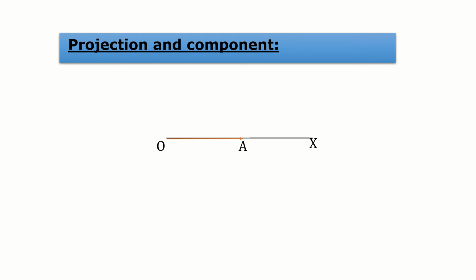Let OX be a line and OA be a vector, denoted small a vector, and another vector OB, denoted small b vector, and BA perpendicular on OX. Now follow projection. We had already explained in the previous class, from SSC, that means from class 9 and 10.